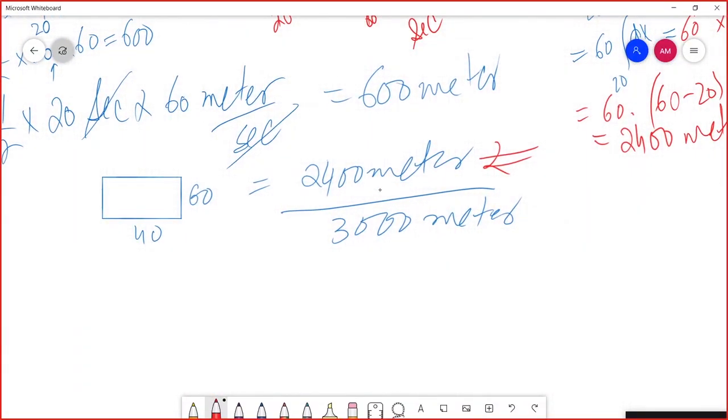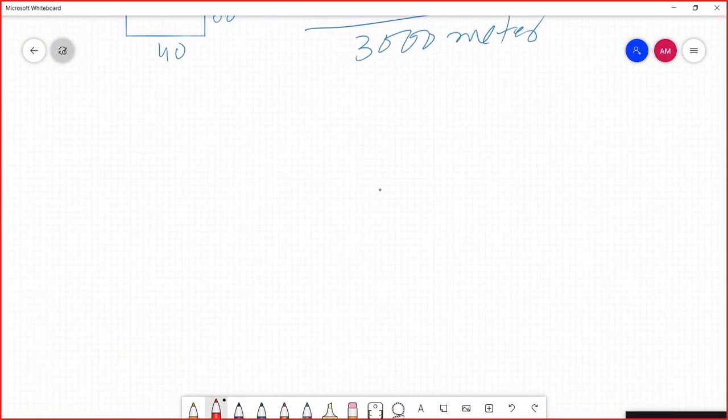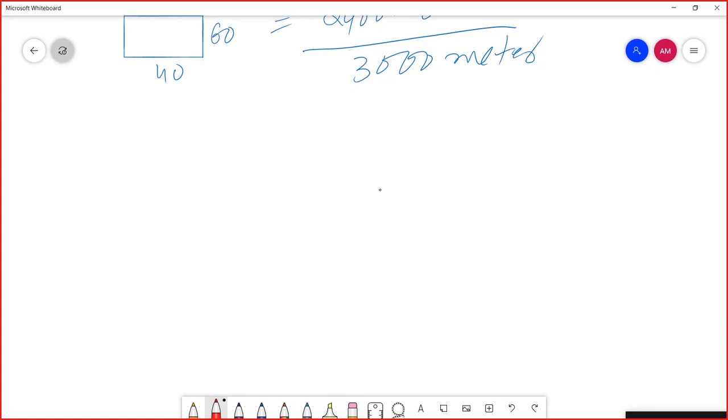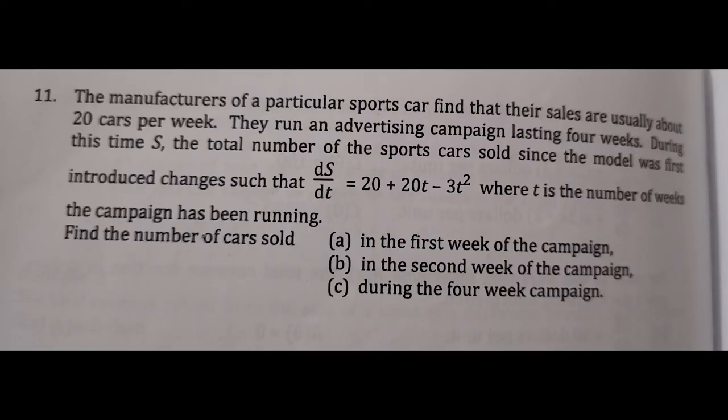Okay, let me know which question you want to do. Question 11, the one with the Lamborghini. Okay, that's very nice. It's the last question of exercise 7B, so I take that. Question number 11. Can you read the question, please, for me?